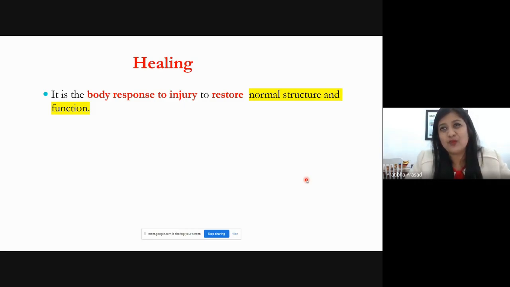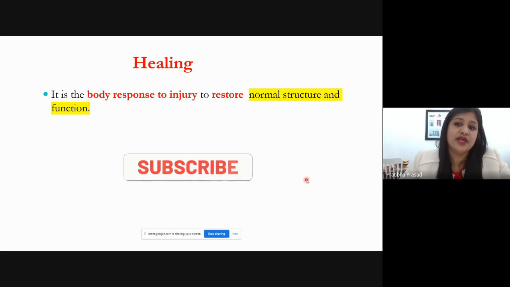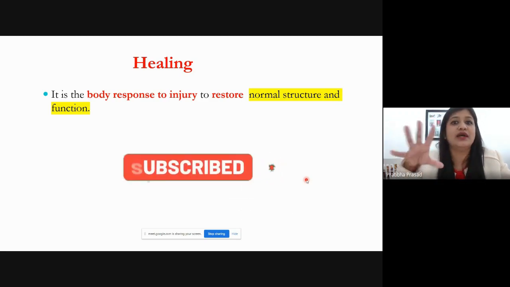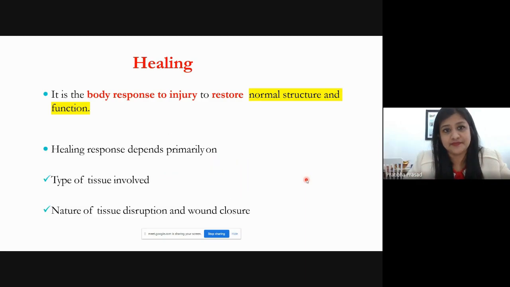What about healing? What is healing? This is the response of the body to injury. Why is the body responding? Because whenever there is an injury, the body has to restore the normal structure and function back. And that is the reason why it has to heal.